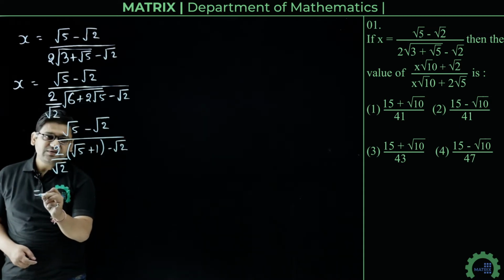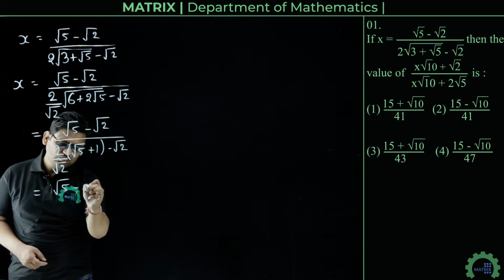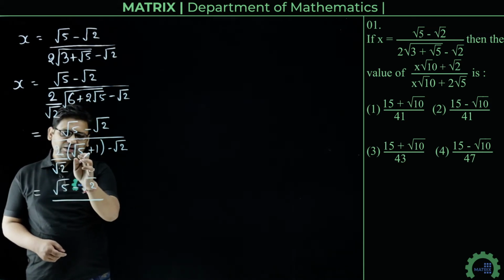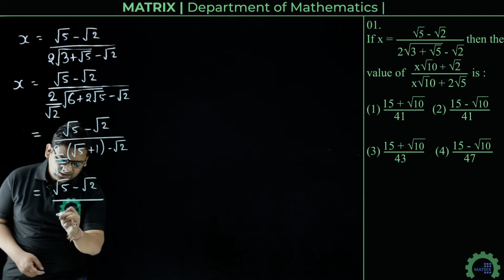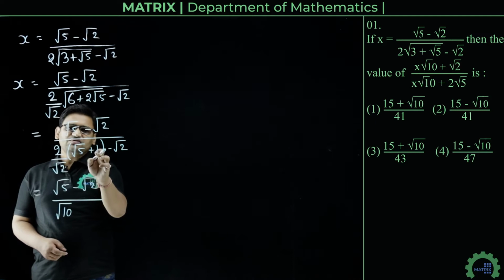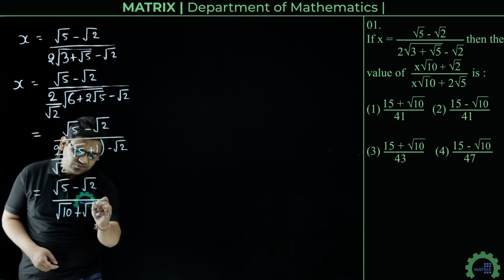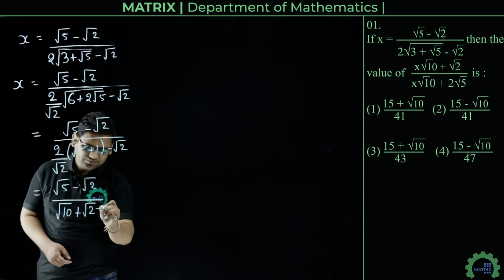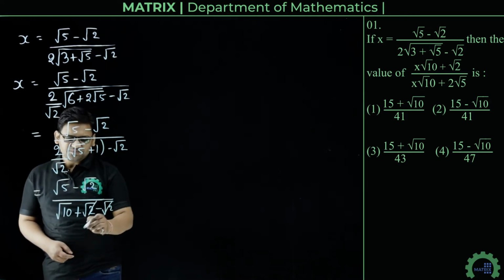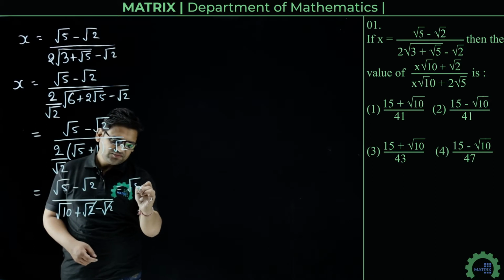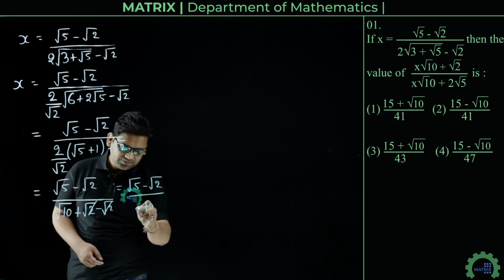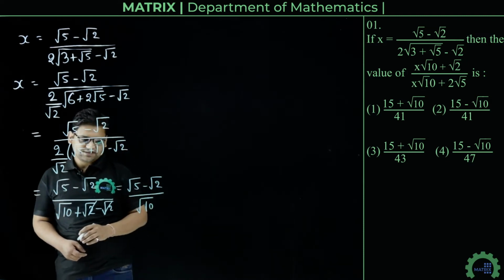Now on simplifying this, we get root 5 minus root 2 divided by 2 by root 2, which is root 2. Root 2 into root 5, that is root 10. Then root 2 plus 1, that is root 2, and minus root 2. Here root 2 cancels out each other. So finally we get root 5 minus root 2 divided by root 10. So this is the value of x.